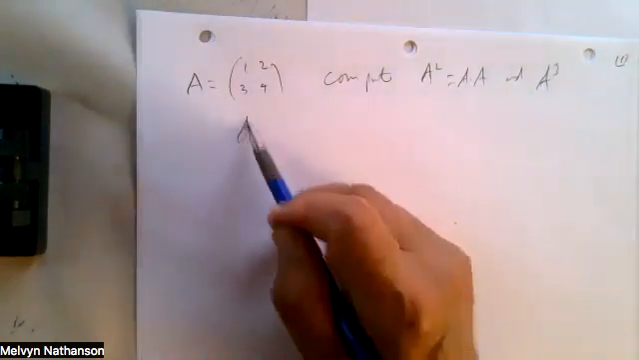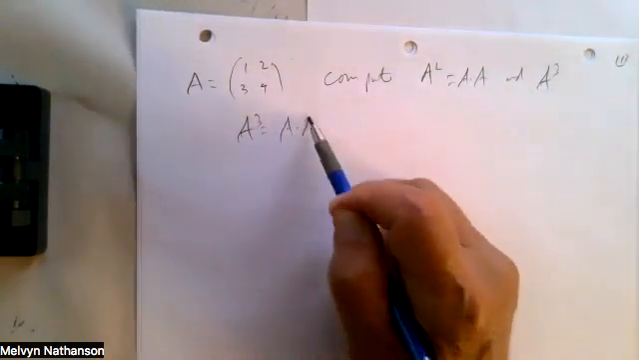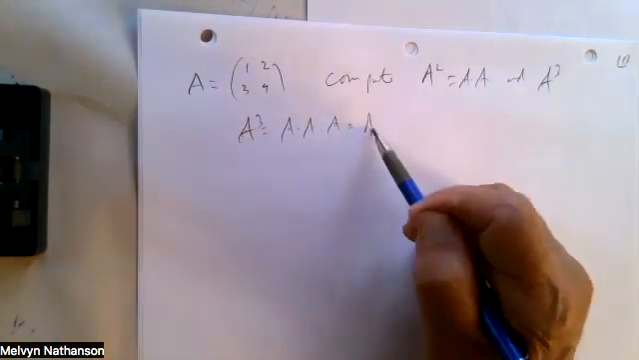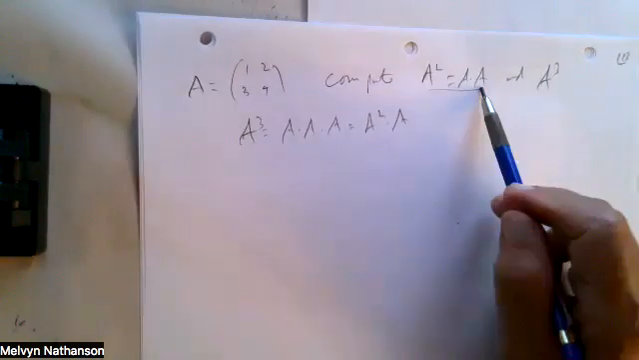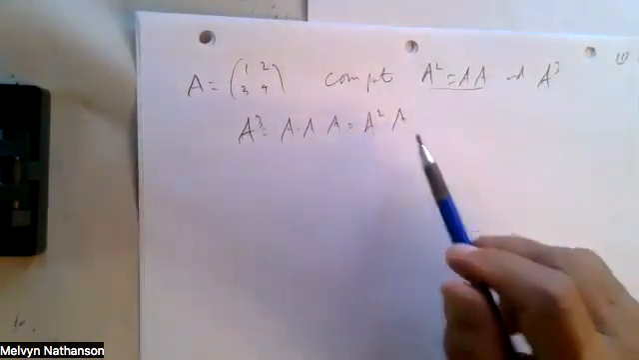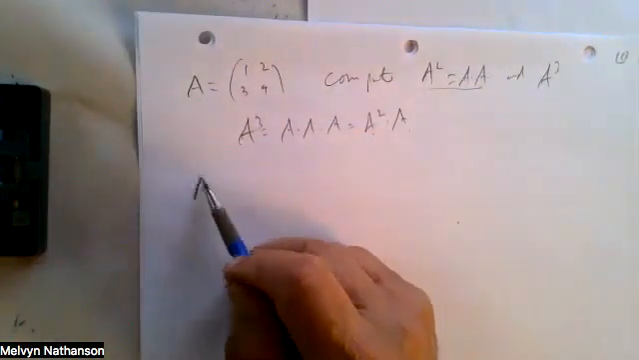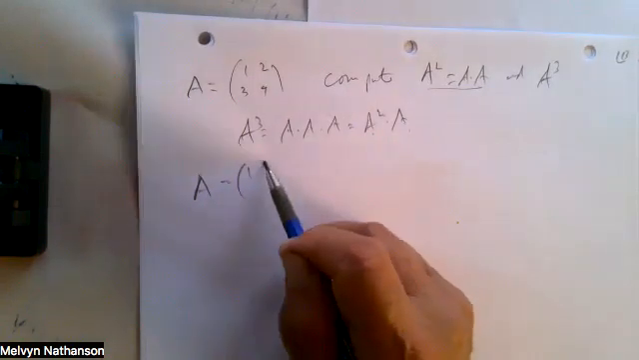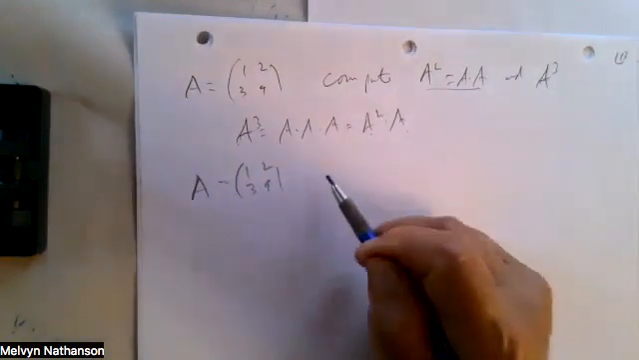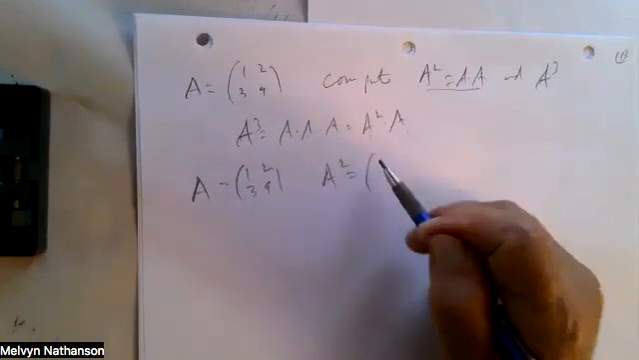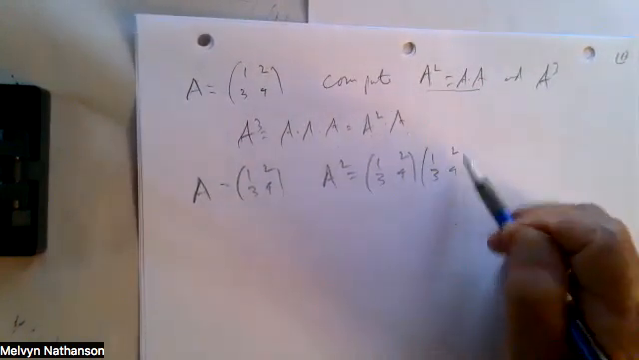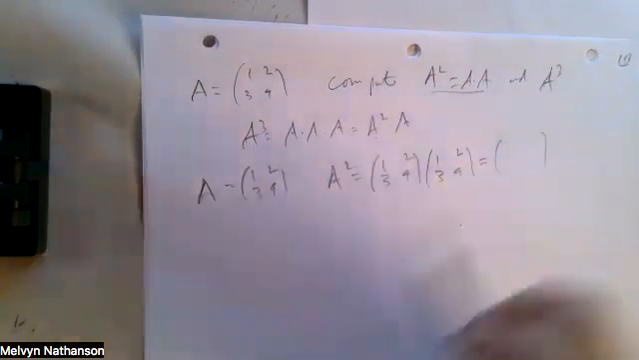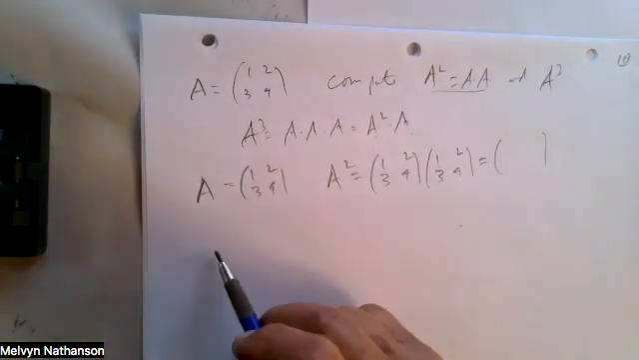Of course, A cubed is A times A times A, but it's also A squared times A. So to compute A cubed, once you've calculated A squared, just multiply A squared by A. So A is 1, 2, 3, 4. A squared is 1, 2, 3, 4 times 1, 2, 3, 4. So calculate that and see what you get.